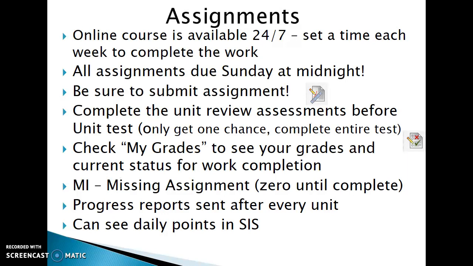If an assignment is missing, it will be a 0 points until it is completed, at which time the grade will be entered. Progress reports will be sent home after every unit. So again, that may be a day or 2 or 3 days, but monitor that and just look in the Blackboard class shell to see if assignments have been completed, and then you should receive a progress report from the instructor at the end of every major unit.